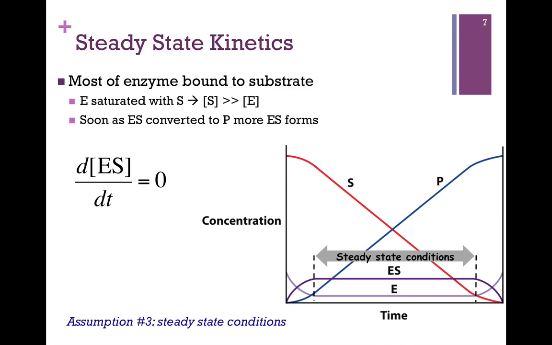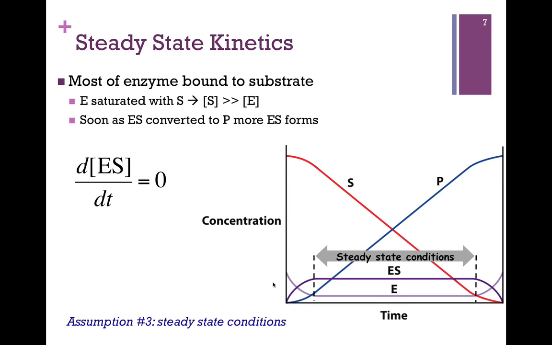This period of time during which the concentration of ES doesn't change, those are called steady state conditions. The enzyme is saturated with substrate. In other words, the concentration of the substrate is so much more than that of the enzyme that as soon as the enzyme substrate complex gets converted to product and we release the free enzyme, it immediately binds more substrate. So there's essentially no free enzyme present. It's all in the ES form.